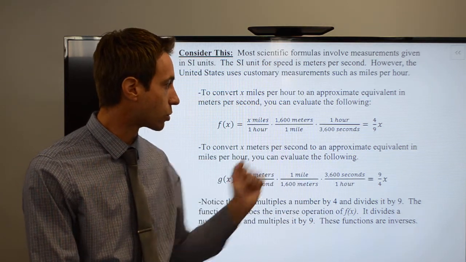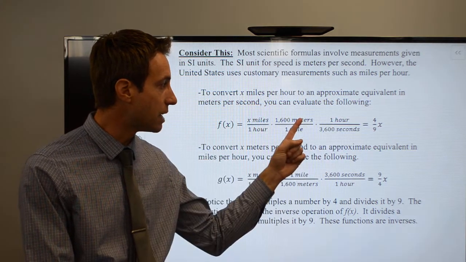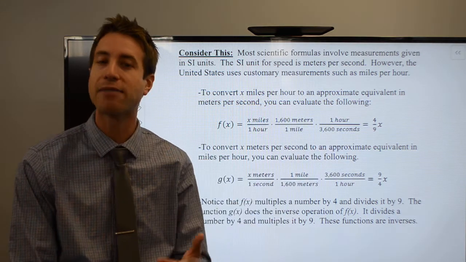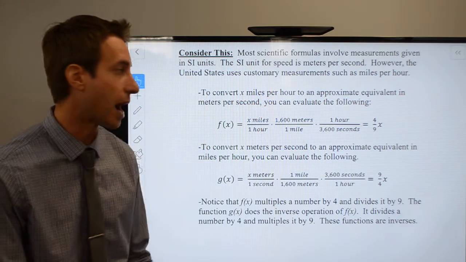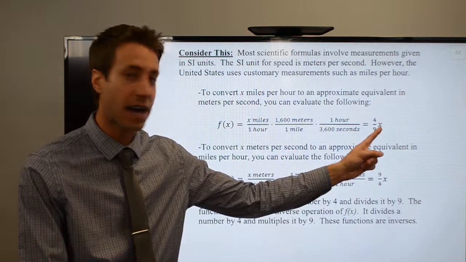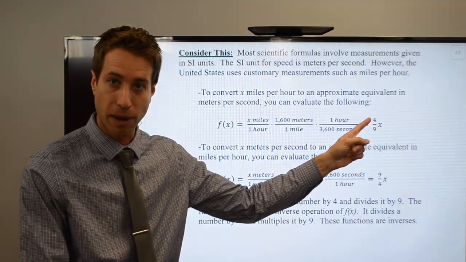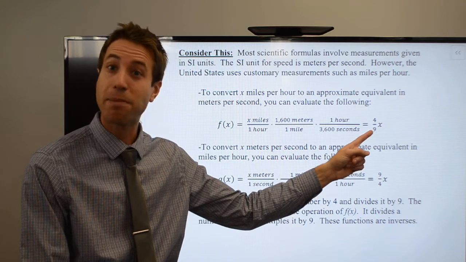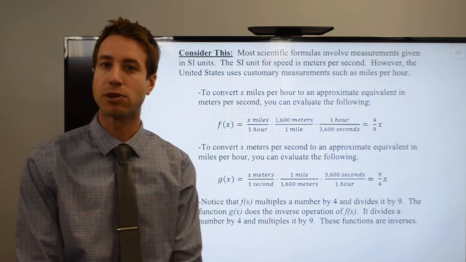So miles cancels with miles, hours cancels with hours. I'm left with meters per second, and what I have is a way to convert from miles per hour to meters per second. All you have to do is take how fast you're going in miles per hour, multiply that number by 4, then divide by 9, and you will have your speed in meters per second.